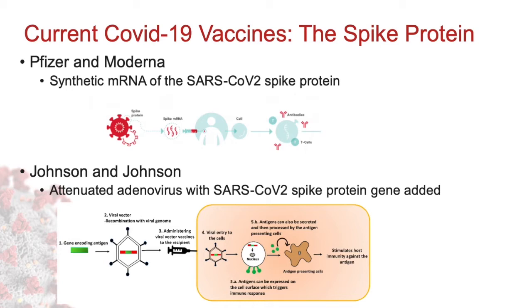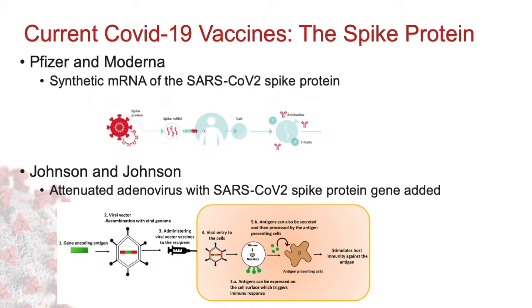You package the messenger RNA in a lipid vesicle and inject it into the body. The RNA gets into your cells, they express the protein, and you make the antibodies and the T cells. But the full virus never gets in. The person never comes down with the major symptoms of COVID-19, right?